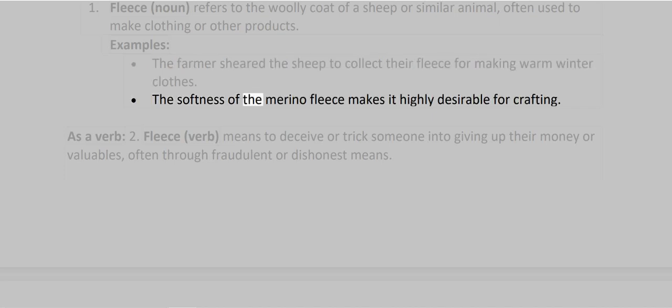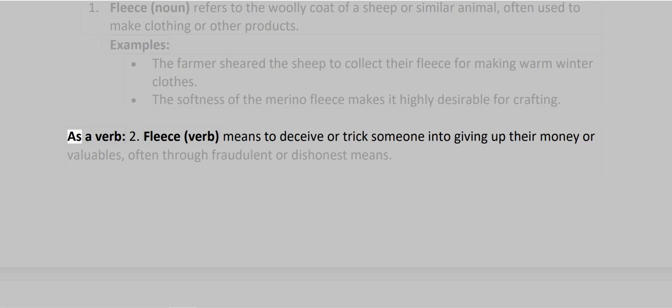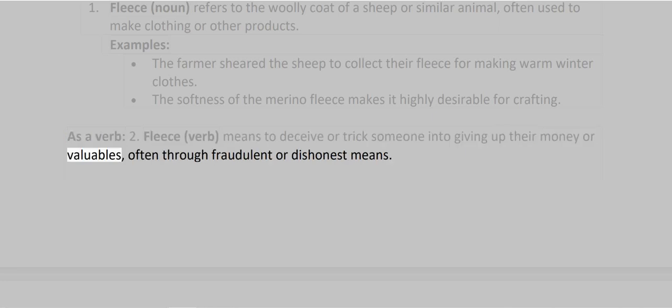The softness of the merino fleece makes it highly desirable for crafting. As a verb: to fleece, verb, means to deceive or trick someone into giving up their money or valuables, often through fraudulent or dishonest means.